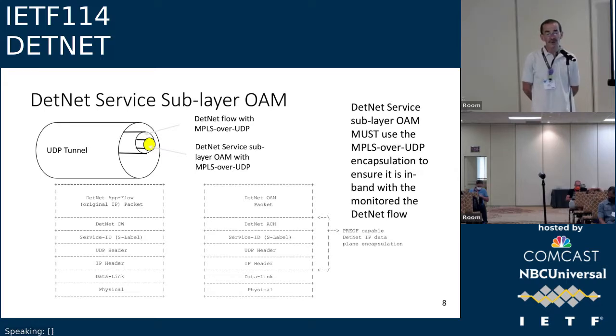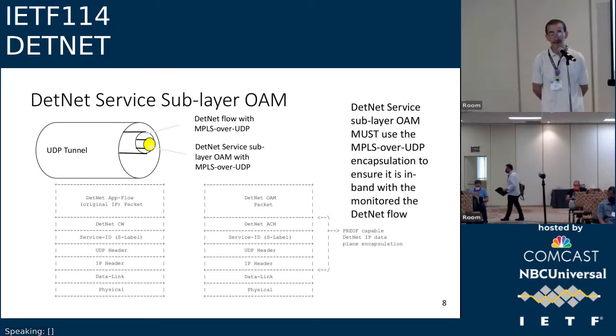Yes, thank you. Okay, so for the sublayer OAM, the proposal is to use MPLS in UDP. So we have the outer UDP tunnel, and then within it, we encapsulate as we encapsulate DetNet for MPLS networks, and thus it will give us the DetNet control word and, for OAM, the DetNet ACH. And then we can do the active OAM in terms of discovery and function verification.